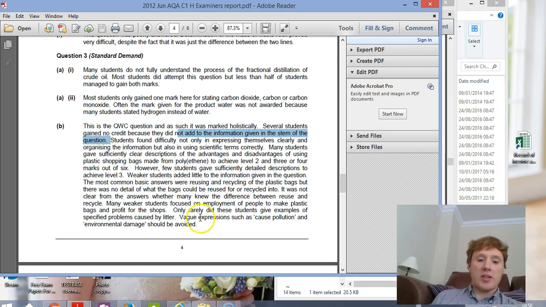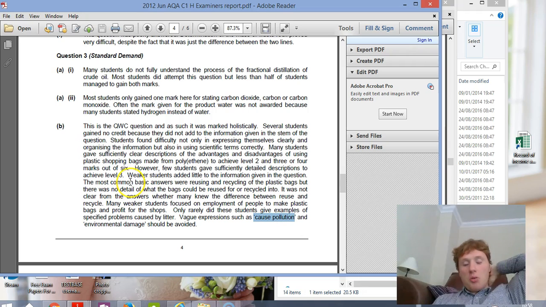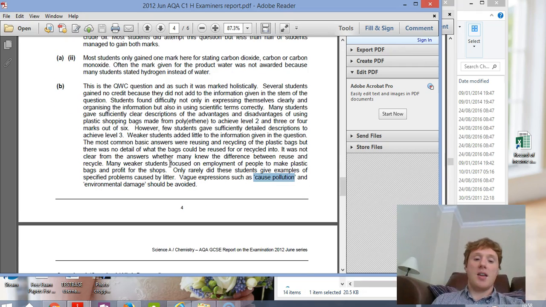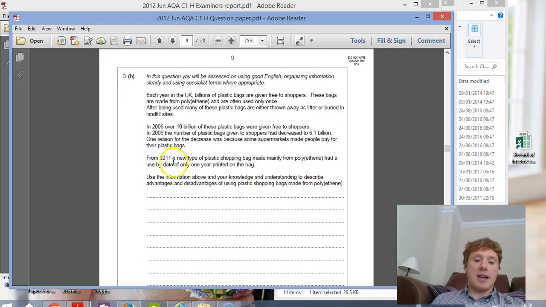Not many people got 11.3, and only where they gave examples of litter. Vague examples like cause pollution. Pollution's never environmental damage. Yeah, that's never really an answer. You need to give a specific pollutant. Carbon dioxide is usually a very good specific pollutant because it comes up a lot. So if you write carbon dioxide, you're probably getting it right. So there we go.